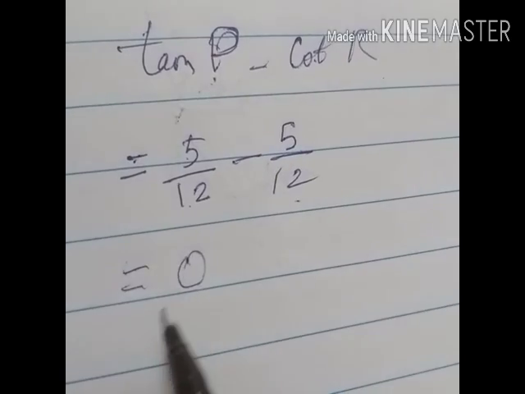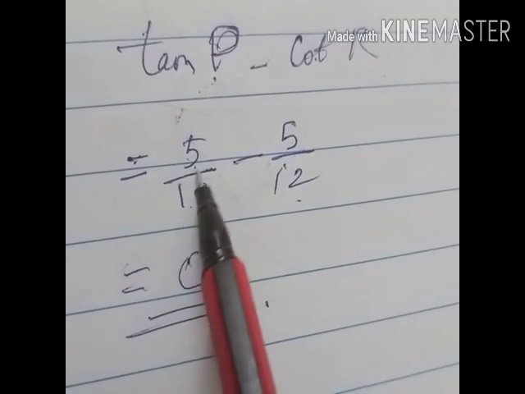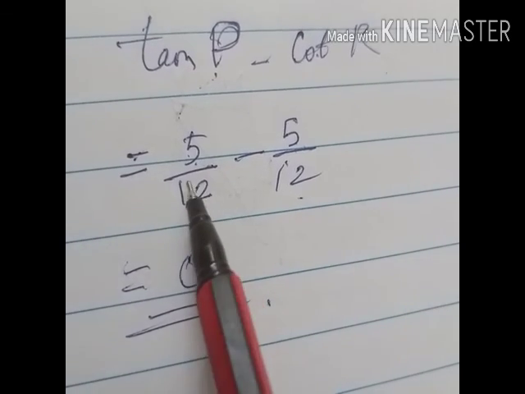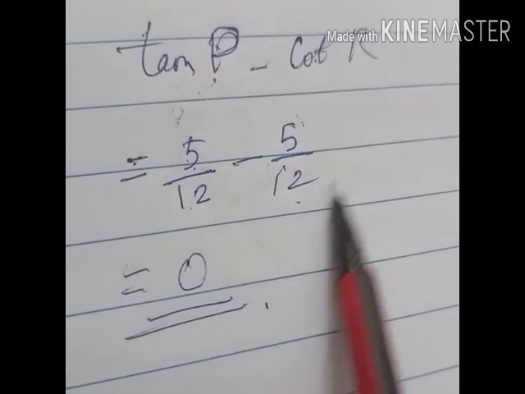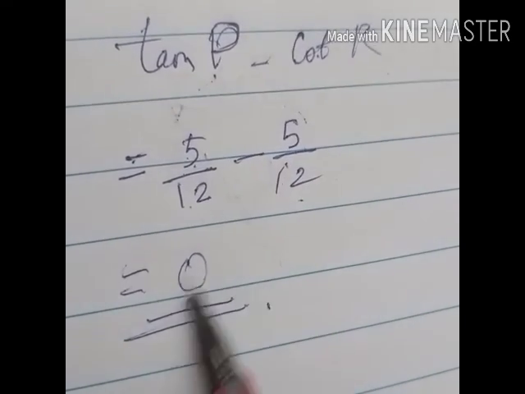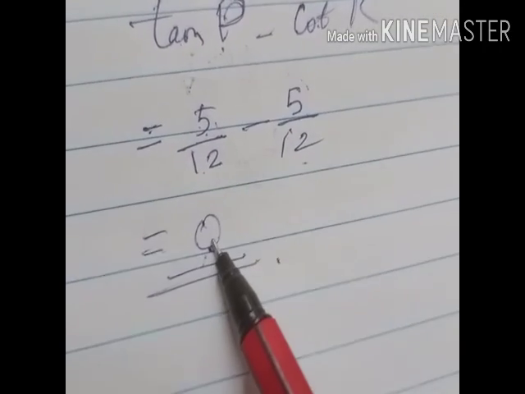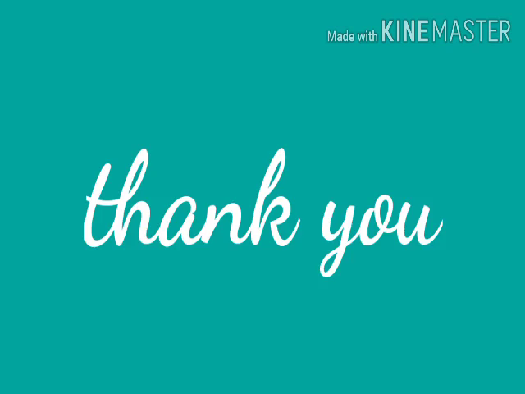So what it will be? 0. Both are same, no? When we subtract equal from equal, that means the difference between the equals is 0. So 5 by 12 minus 5 by 12 equals 0. So the value of tan P minus cot R is 0.